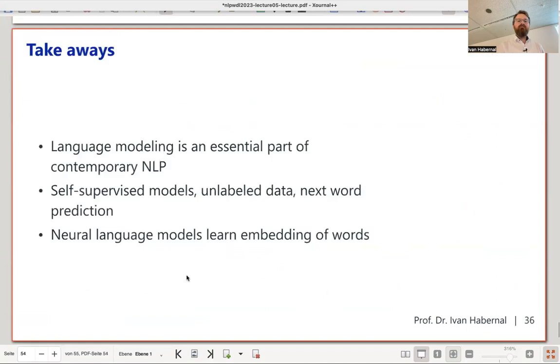So, recap. Language modeling is an essential part of contemporary NLP. Yes, ChatGPT, all the GPT models, it's language modeling made differently, with much more complex models. Self-supervised models and unlabeled data, and next word prediction is a way to train these. And the neural language models learn embeddings of words, and we look into that more in the next lecture.